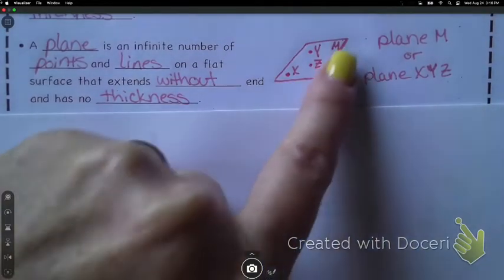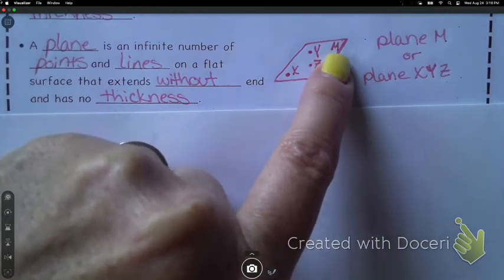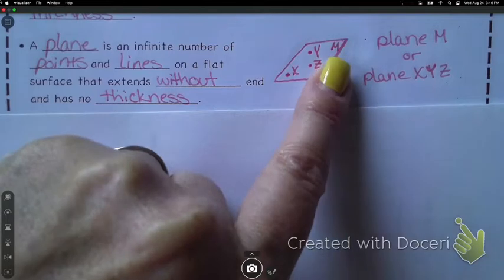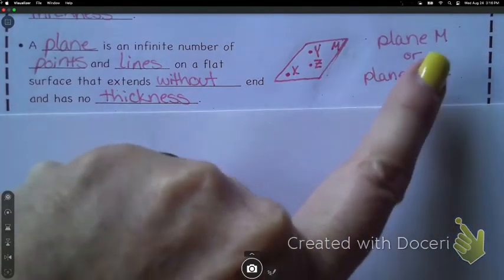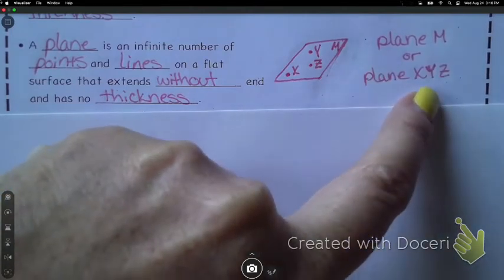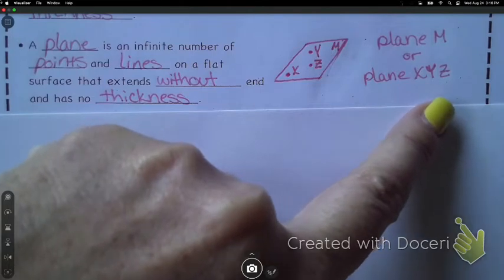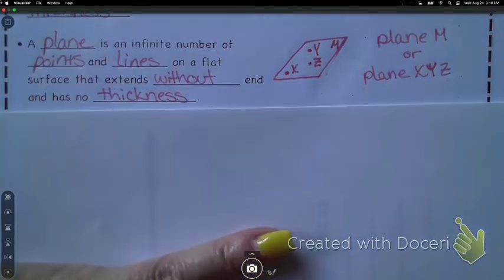Okay, so my picture looks like this. It has 3 points on it, and this M over in the side corner is just its name. So we name it plane M or plane XYZ. It has to be at least 3 points, and the points have to be in alphabetical order, even if they skip letters. Does that make sense?